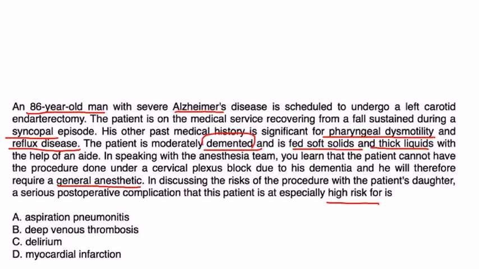He's got dementia, he's got reflux disease, he's got difficulty swallowing, that's why he's being fed a special diet. And then he's going to go under anesthesia. All these are risk factors for developing aspiration pneumonia or aspiration pneumonitis.